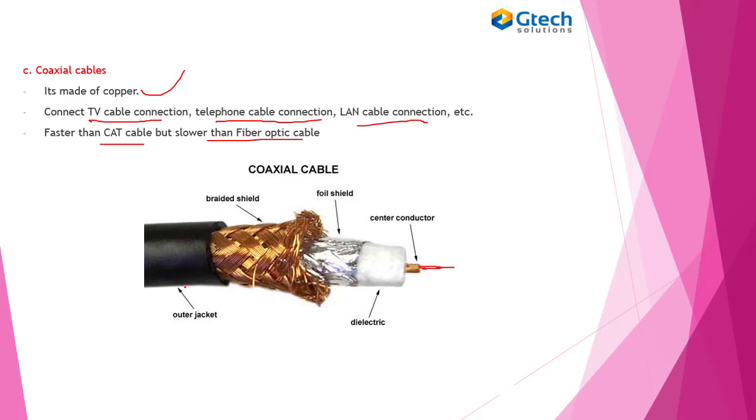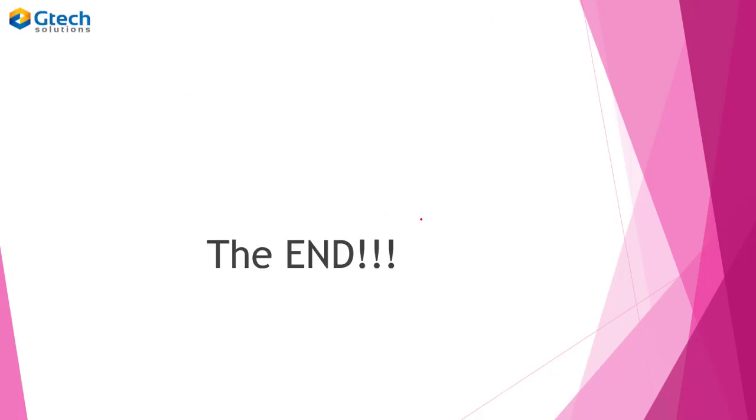See, there is an outer jacket, the braided shield, the foil shield, then the dielectric. This one is a plastic or a rubber, you can say that. And the center is a copper conductor. So I believe you have understood the three types of cable, which are CAT cable, fiber optic cables, and coaxial cables. Okay, so let's see what we have next.